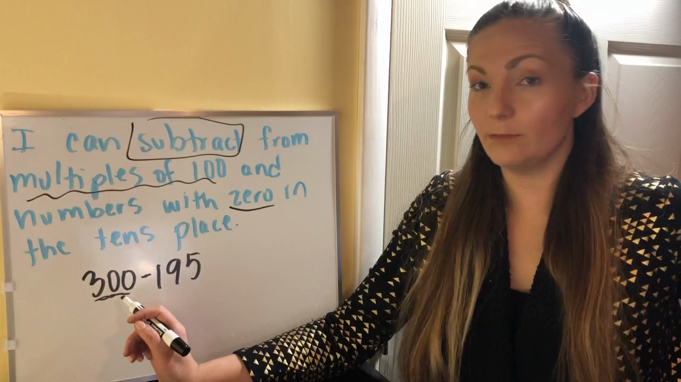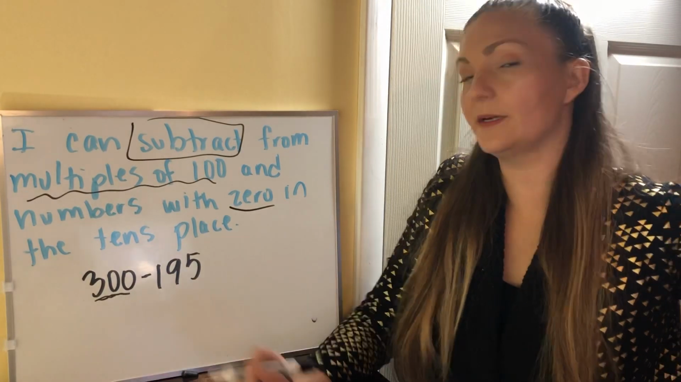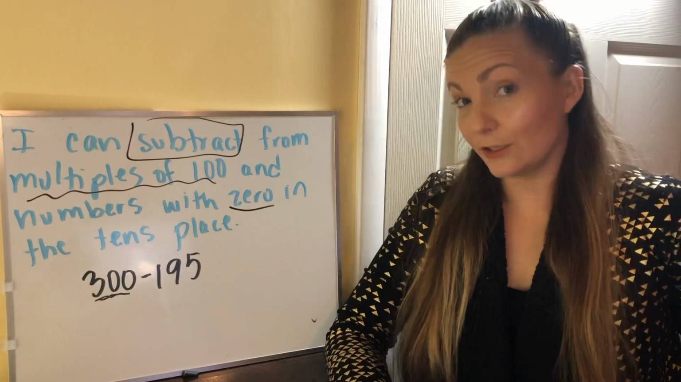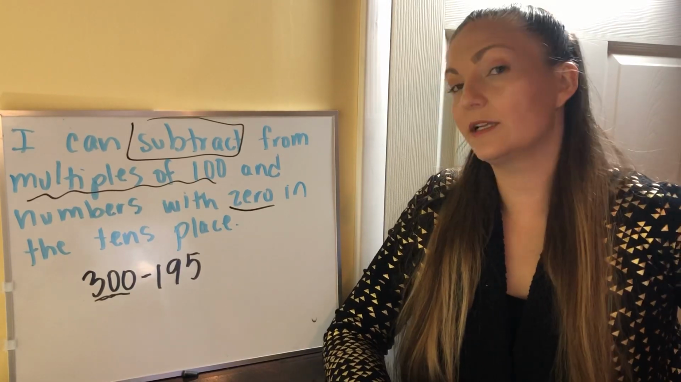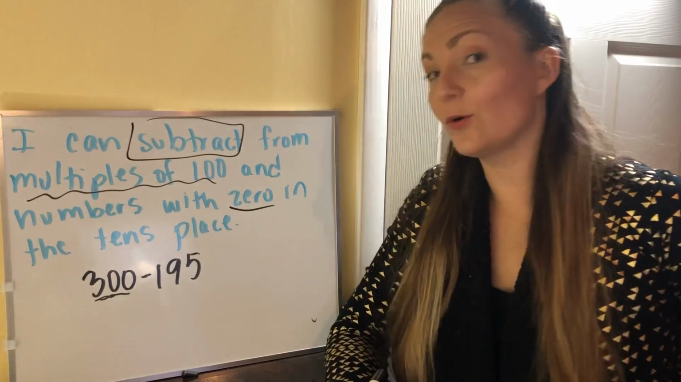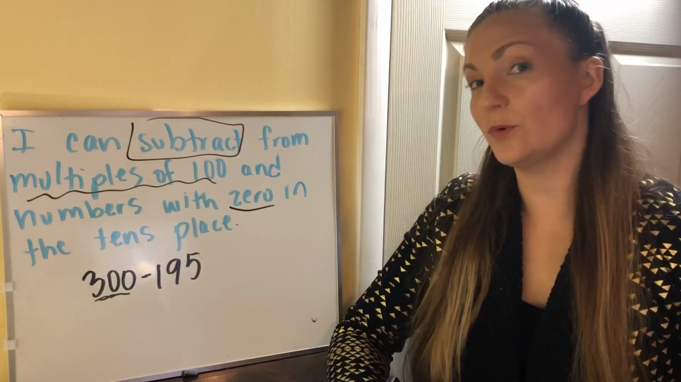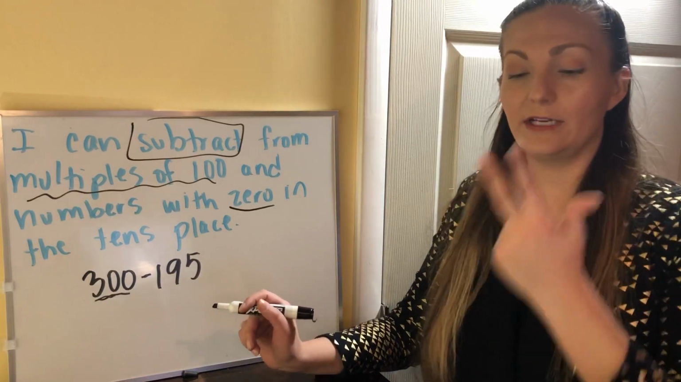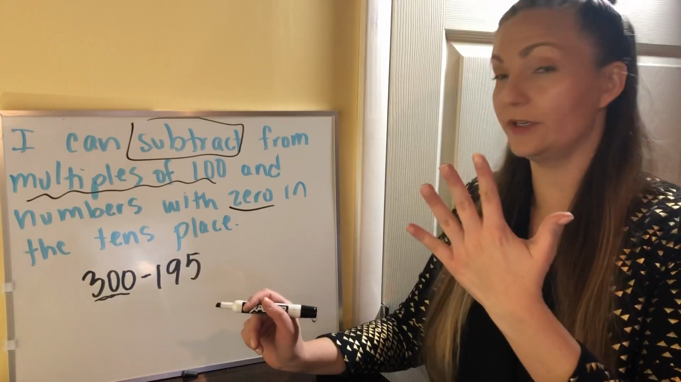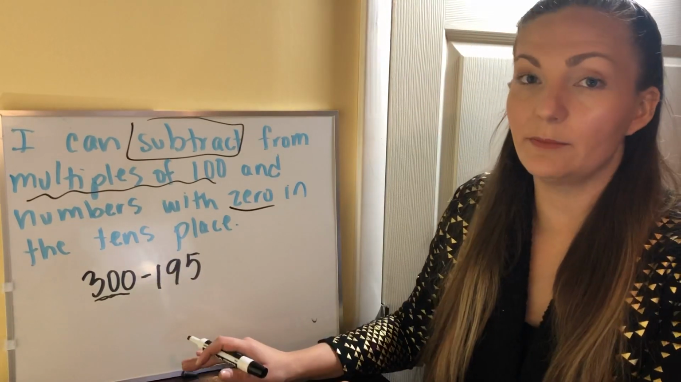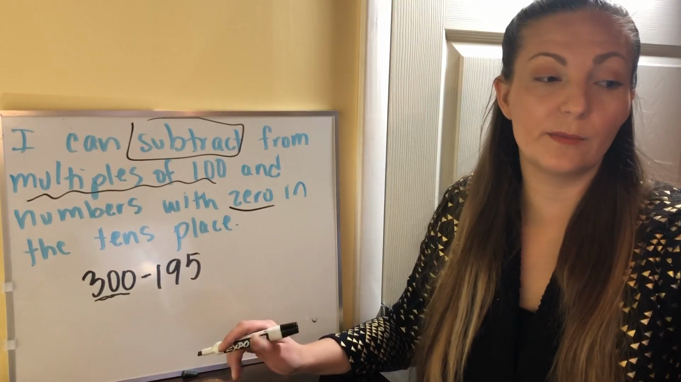This is a friendly number, it's 300. What do you notice about this number? It's close to a friendly number. What number is it close to? How far away is it from 200? 95, 96, 97, 98, 99, 200. It's only 5 away. So maybe we can simplify this problem and make it a little easier so that we could use mental math to solve it.